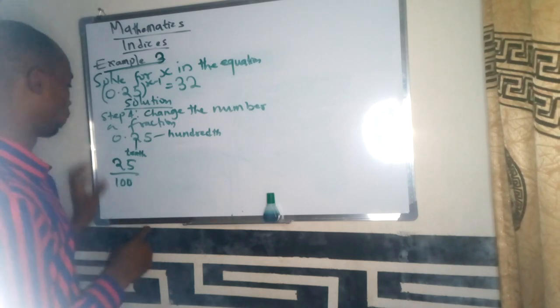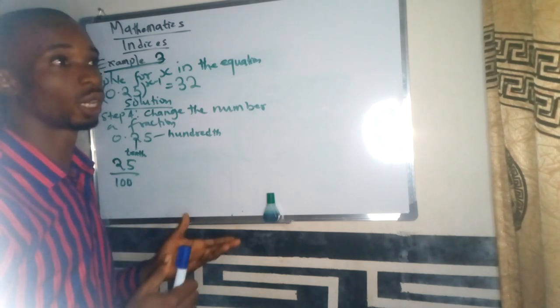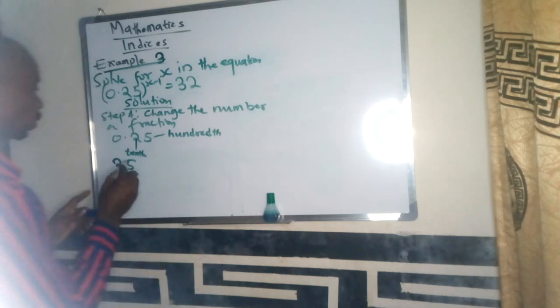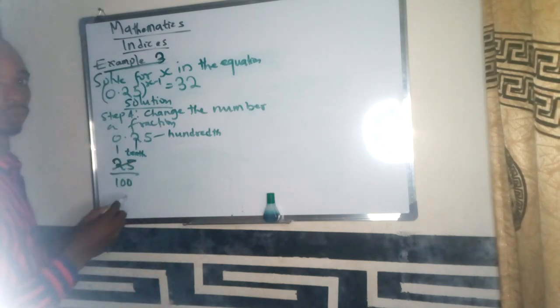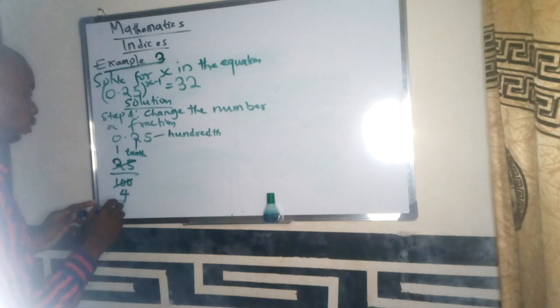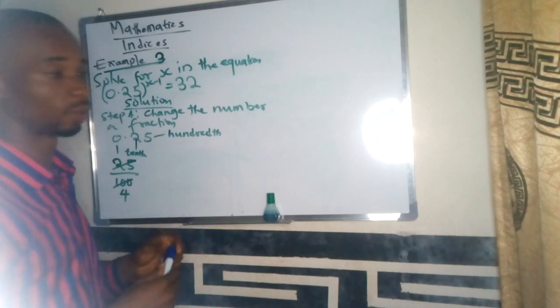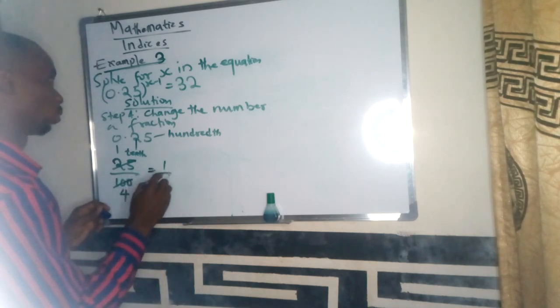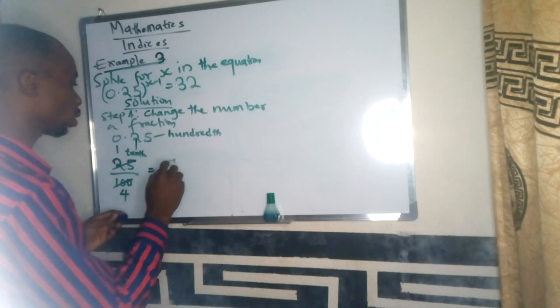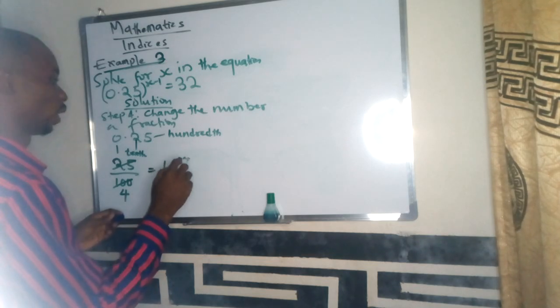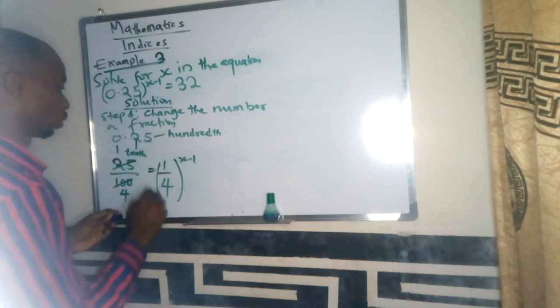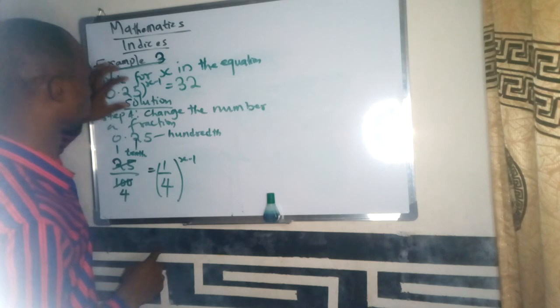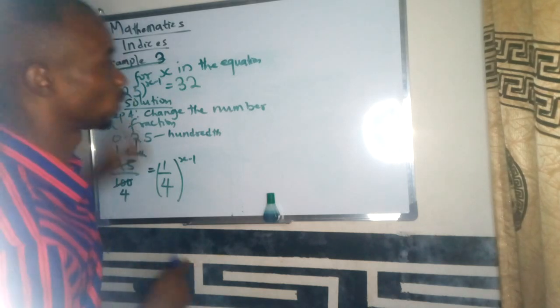Now, 25 can divide 100. So how many times can it do that? 4 times. So 25 cancels itself, 1. 25 goes into 100 will give you what? 4 times, right? So you have 1 over 4, still raised to the power of x minus 1. So we've simplified the left hand side.